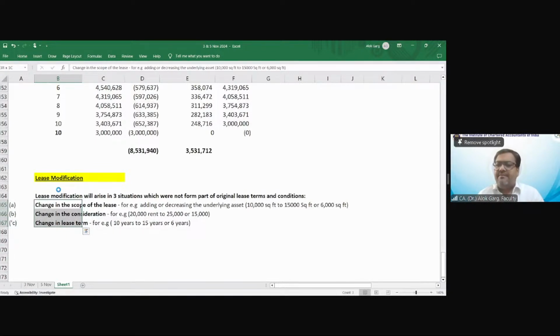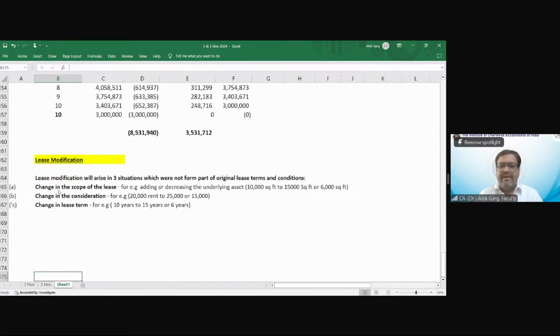Any question here? Friends, any question here? Yes or no? No question? No. Sir, what is the lease modification accounting?